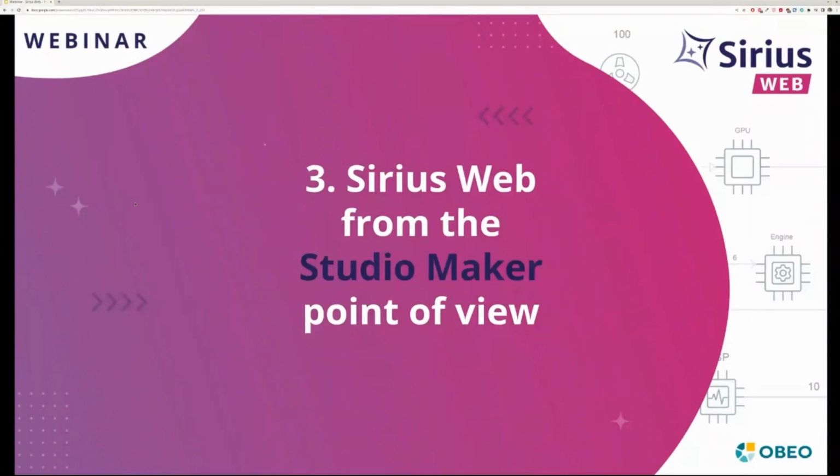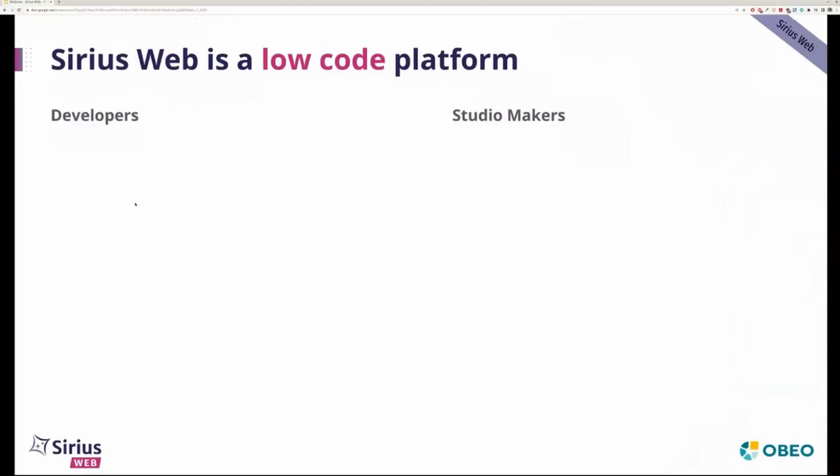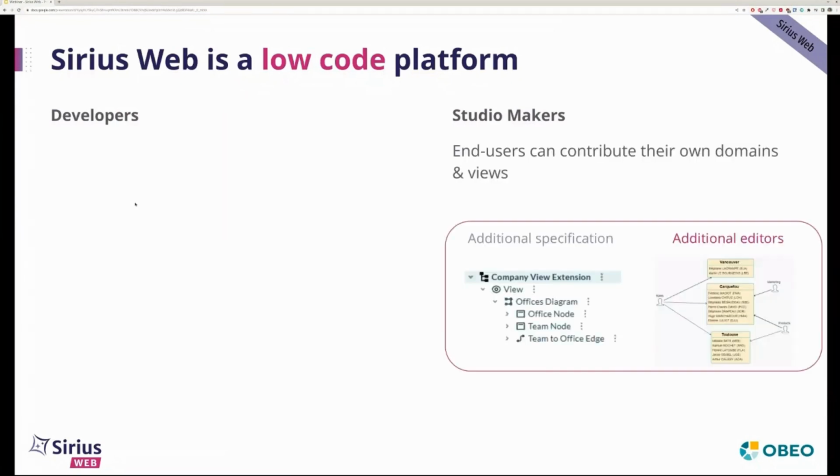So now let's explore what Sirius Web offers from the perspective of studio makers. In Sirius Web, we cater to two types of personas, developers and studio makers. So let's explore what each persona entails and how Sirius Web addresses their needs. The studio makers first are domain experts, responsible for designing and creating modeling languages and environments using Sirius Web, so using the low-code platform. They focus on defining the concepts and behavior of the modeling languages.